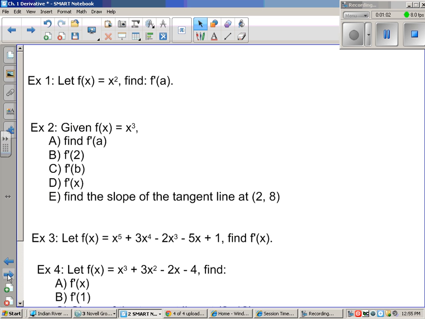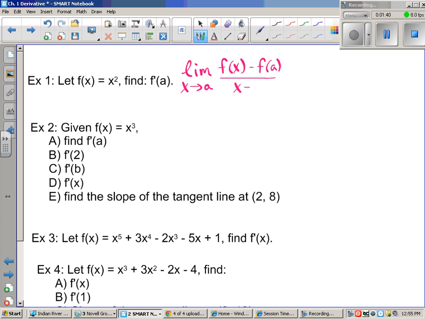Now, in the first example you'll see here, it says let f of x equal x squared, and define f prime of a. So you'll notice it does not give us an actual number that we're used to seeing, where I want you to find the derivative at a particular letter. So I'm going to actually do this in the most formal way and show you what this actually amounts to. So here's what we got. We have the limit as x approaches a of f of x minus f of a over x minus a.